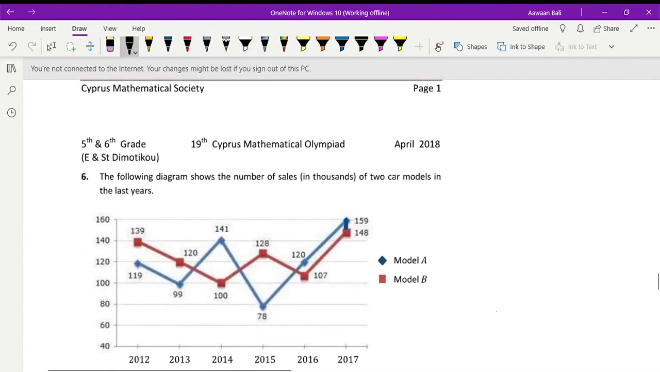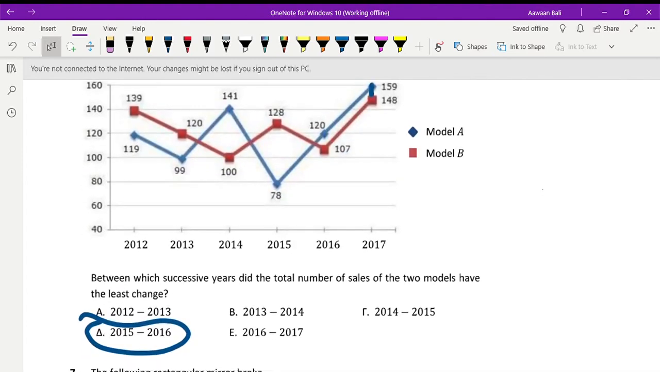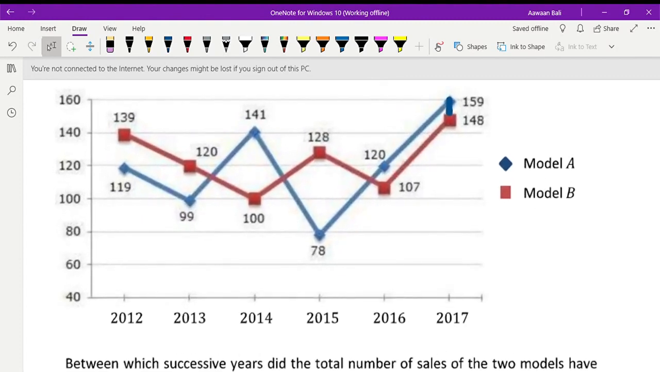Question number 6. The following diagram shows the number of sales in thousands of 2 car models in the last few years. Between which successive years did the total number of sales of the 2 models have the least change? So basically, what we're doing here is that we add the negative with the positive. The negative value, if here, they're both going down, which means it's negative, and that means it's the smallest.